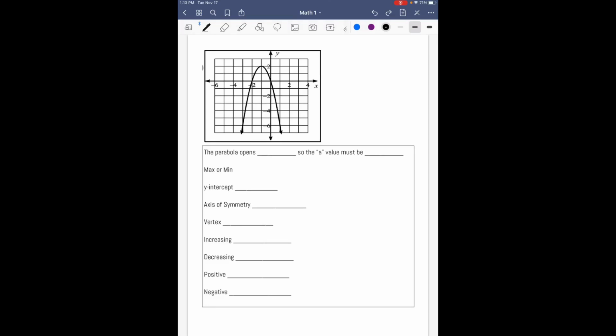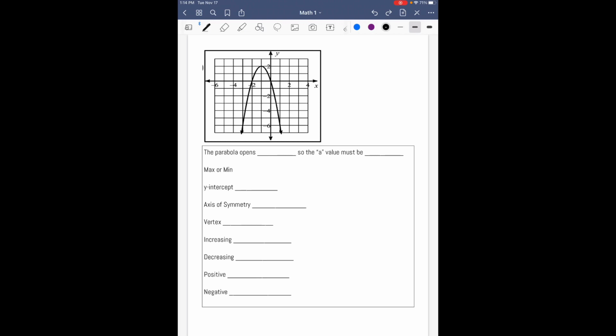All right, so we're going to do a review of all the quadratic key features that we've been talking about the past few days. So we're going to start looking at just a basic graph, and then we're going to work up to the equation, which is essentially the same except you're actually going to have to calculate the axis of symmetry and the vertex.